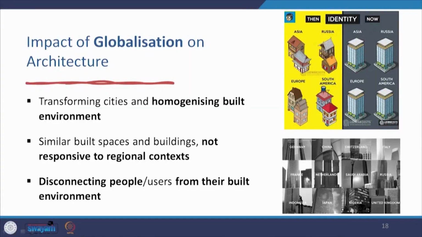Now what is the impact of globalization? That's a global phenomenon on architecture in general, not just India, everywhere. That is transforming cities, but it is also homogenizing the built environment.